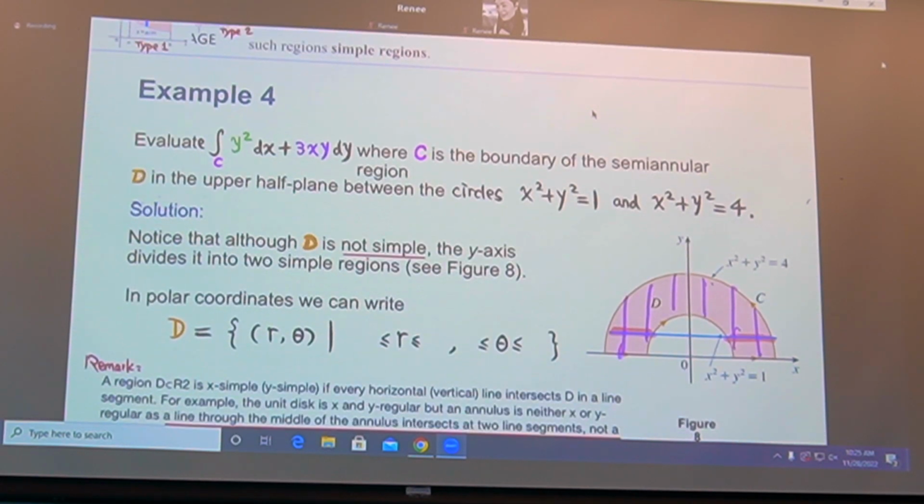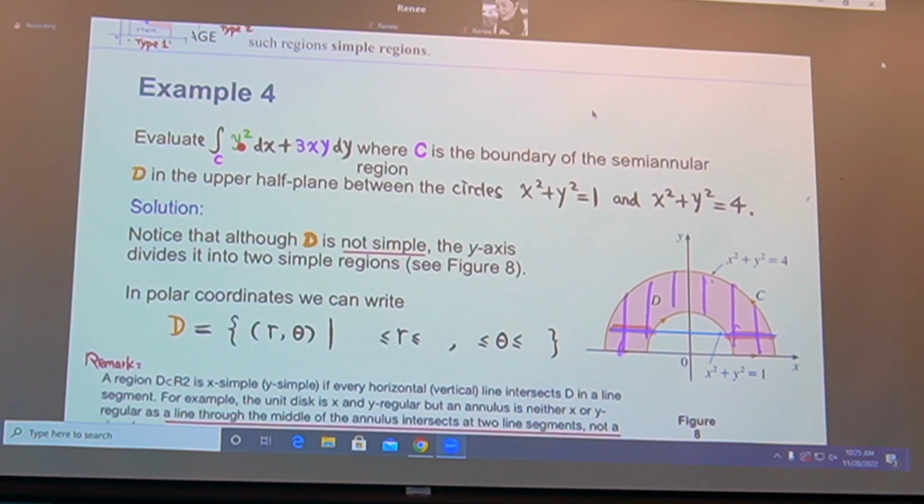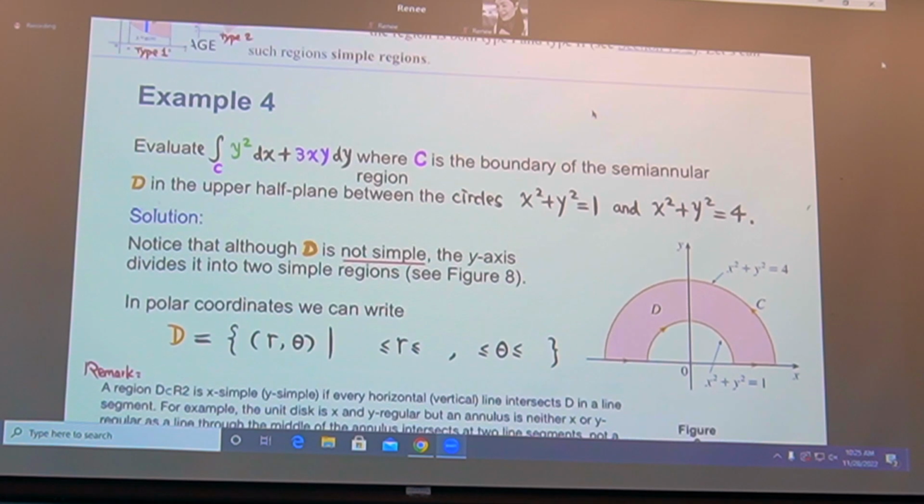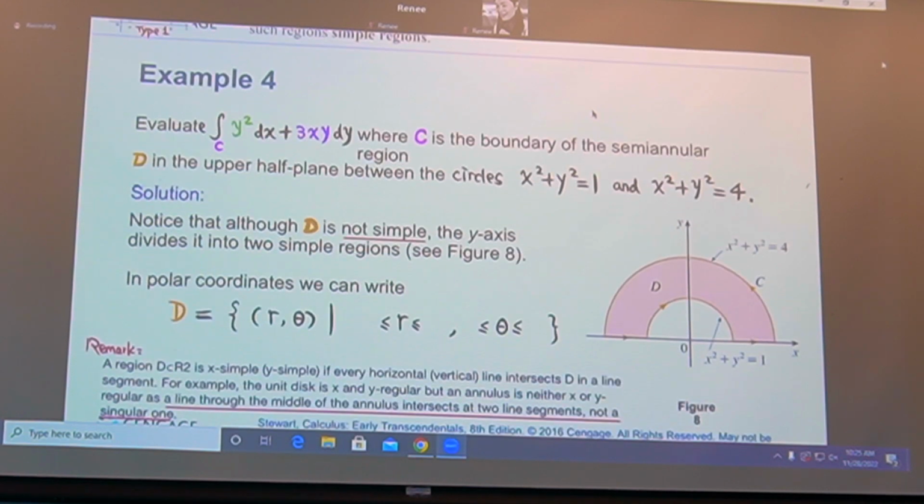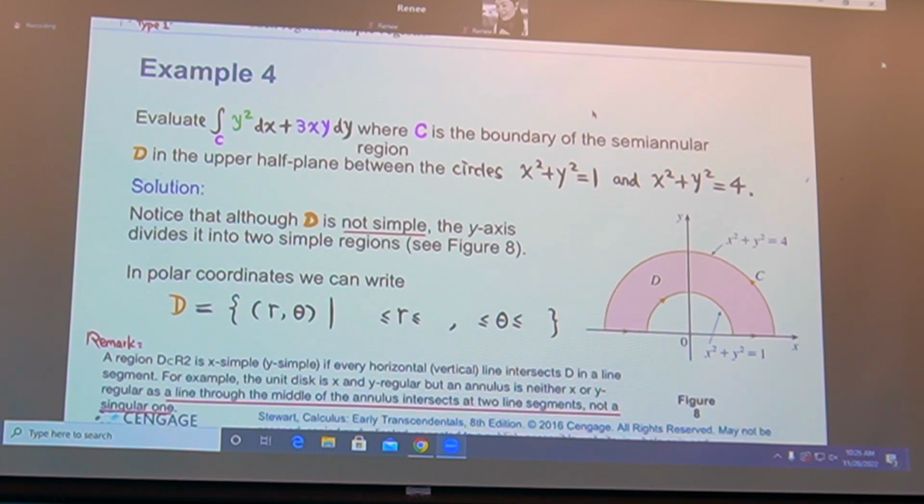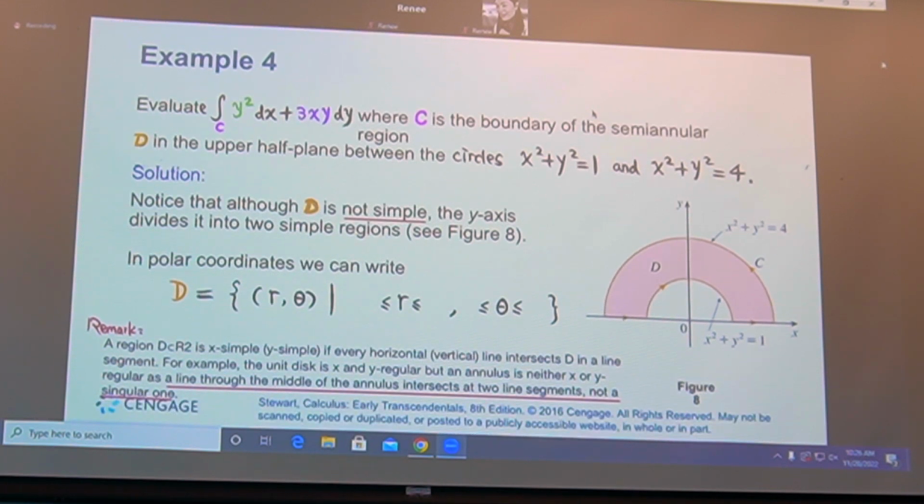Okay, now let's look at this example. We try to evaluate this integral over C. Now, in the past, we already talked about why this region here is not simple, right? This region is not simple, but we can still apply Green's theorem, okay? Because it is the union of simple regions, okay?